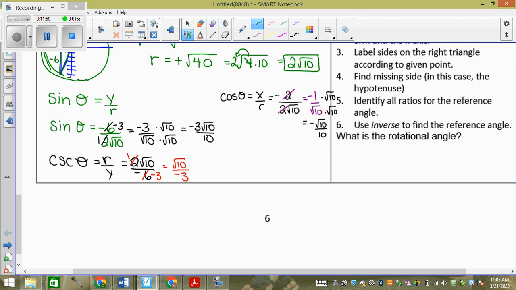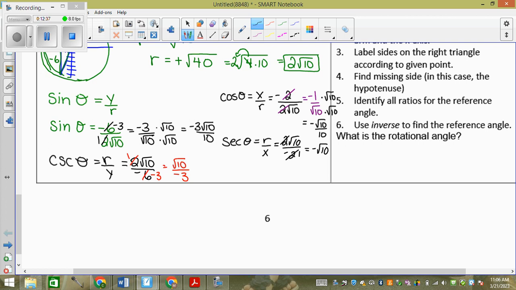Hey, what is cos's bestie? Secant. So if cos is x over r, secant is r over x. Still sending home the same idea. Okay, so r is 2 root 10, x is -2. These cancel, and I'm left with a -1 on the bottom. Now you can write it as root 10 over -1. They will never write it like that. What is it going to be? Negative root 10. Okay?